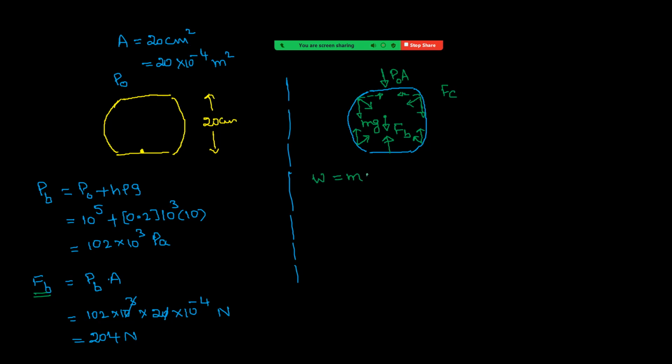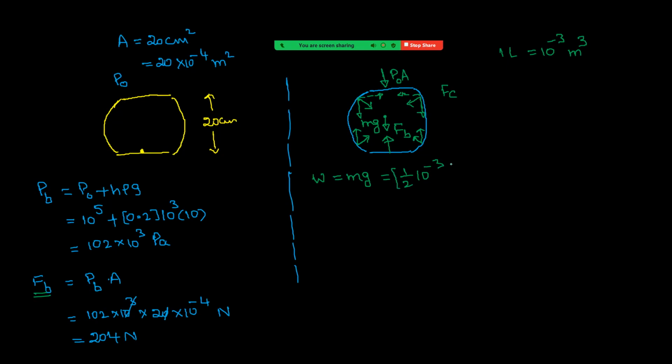Weight equal to mg, and mass. Given it is half a liter volume, and we are knowing that 1 liter is equal to 10 power minus 3 meter cube. It is given half a liter. So half liter means this is half into 10 power minus 3 meter cube.